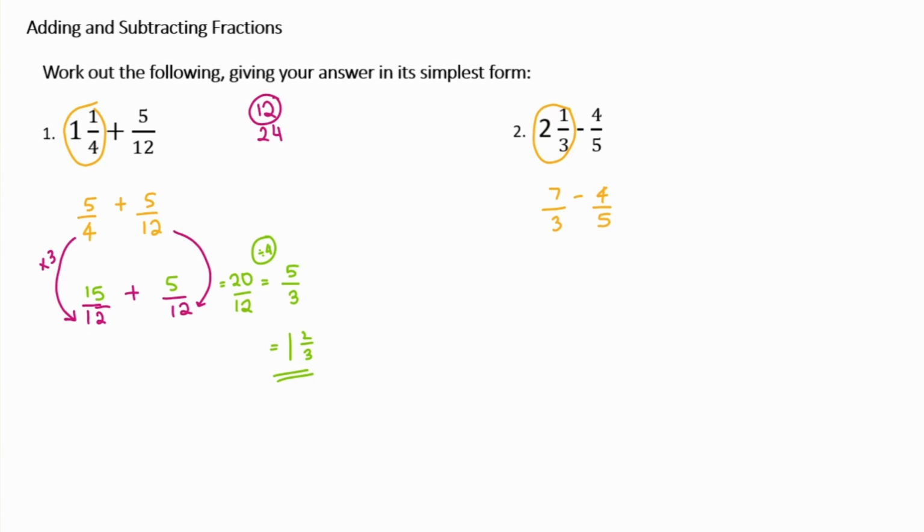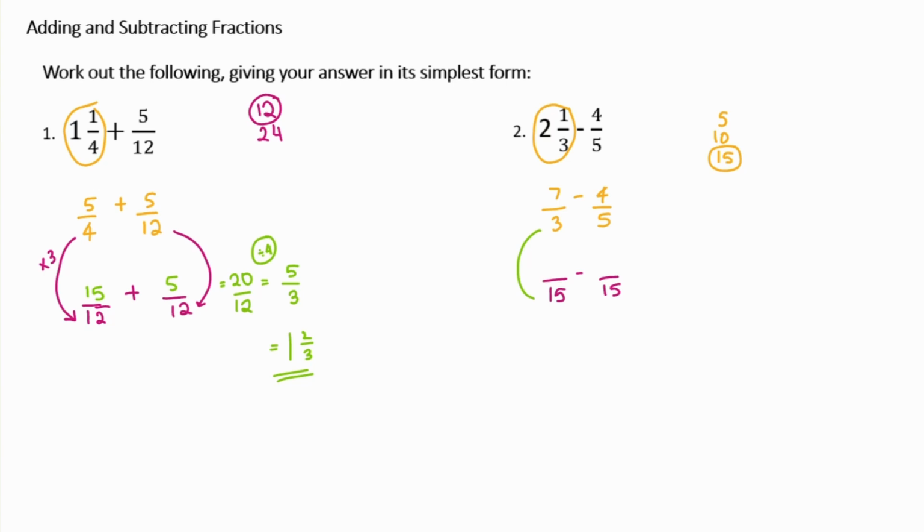So to find the LCM of 3 and 5, we can look at the 5 times table. So we've got 5, 10, 15. And because 15 is a multiple of both 3 and 5, we can make these both equivalent such that the denominators are 15.